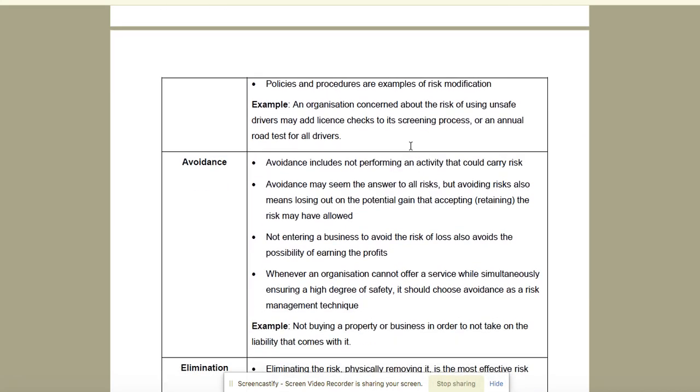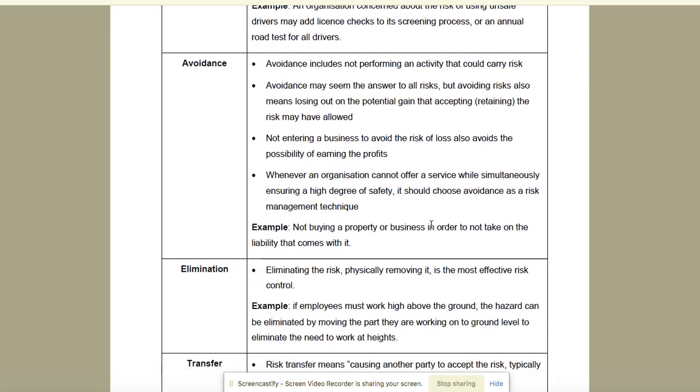Then we can do something called avoidance of risk. Now, if we want to avoid risk, it just means that we don't do that specific risky task. So let's say they ask us to go up onto a ladder to go and fix a light. We say we're not prepared to take that risk. We're going to avoid it. We're going to bring in an outsourced company to come and change the light. So that's avoiding the risk.